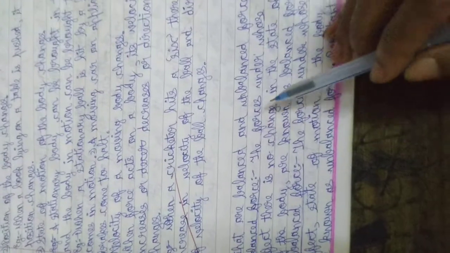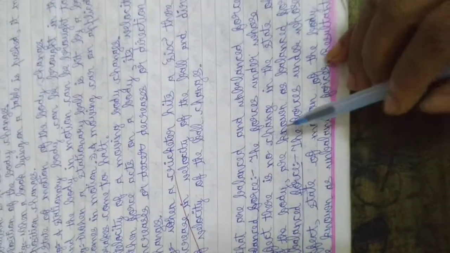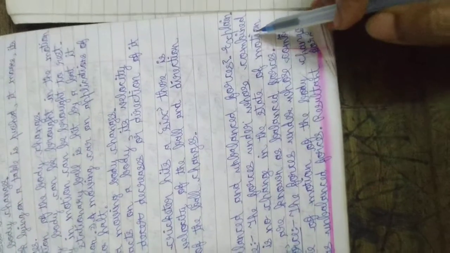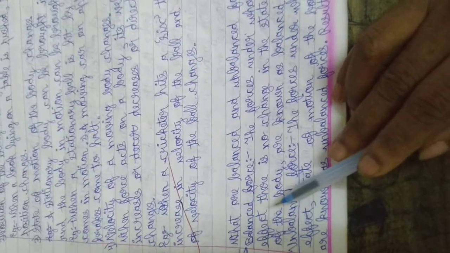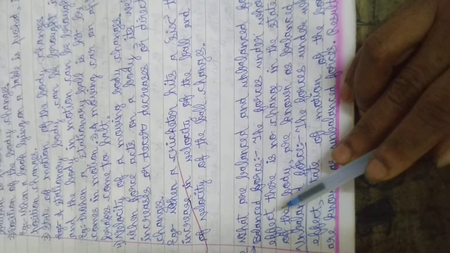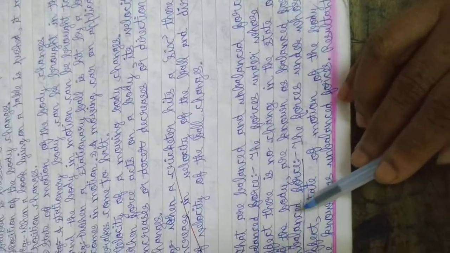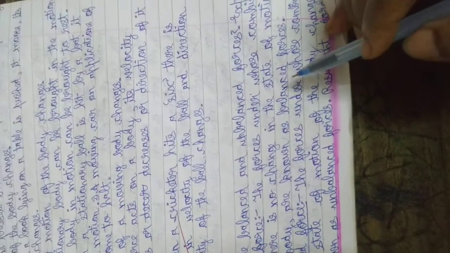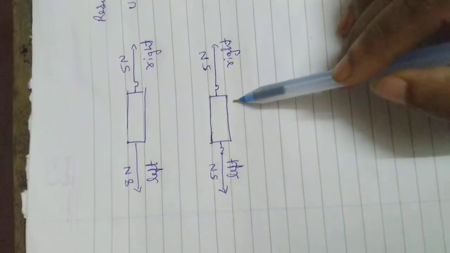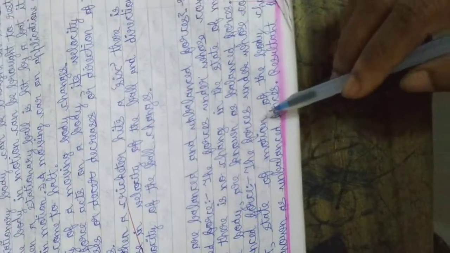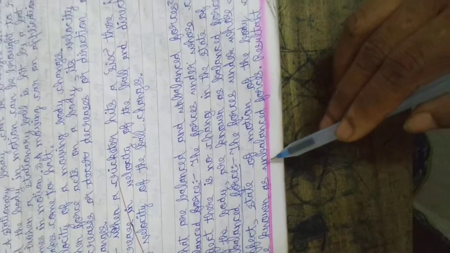Here, what are balanced and unbalanced forces? Balanced force: the force under whose combined effect, and why combined effect? Because there may be 2, 3 or 4, more than one force, under whose combined effect there is no change in the state of motion of the body, then it is known as balanced force. There should be no change. In this case, no change in the state of motion is there. This is balanced force.